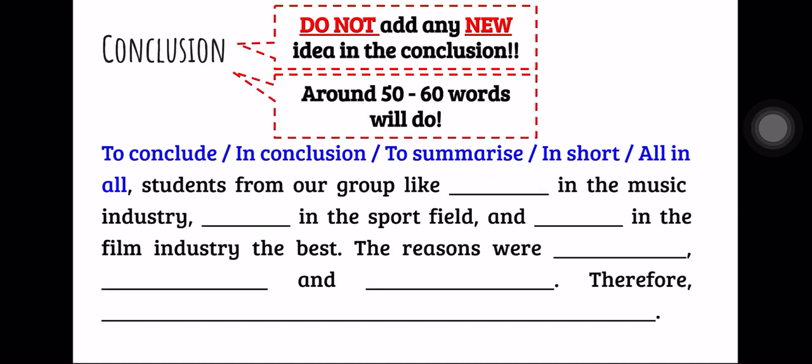And you can always start your conclusion with these words, like to conclude, in conclusion, to summarize, in short, all in all, etc. And then you summarize the point, okay? First point, second point, third point, the reasons, and then always end your conclusion with one concluding sentence as well. Therefore, blah blah blah blah blah. Alright? So this is how you write a conclusion. And of course, if you like, you can add some recommendations as well. But if you don't add that, it's fine too. So that's your conclusion. Okay, so that's it for the structure of a survey report.